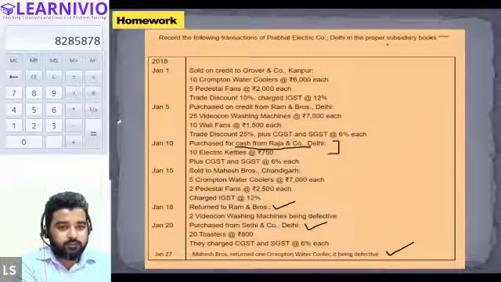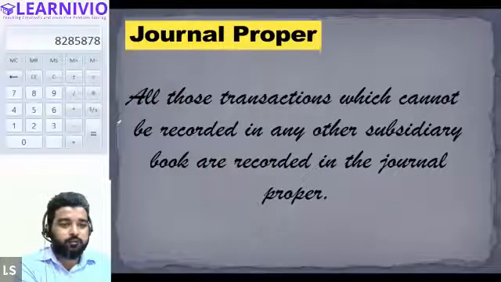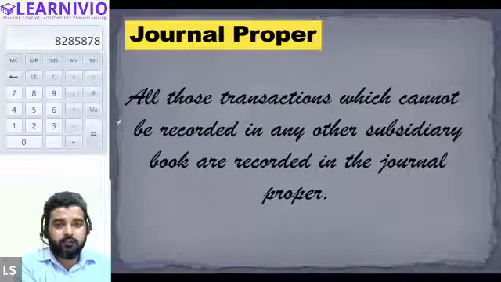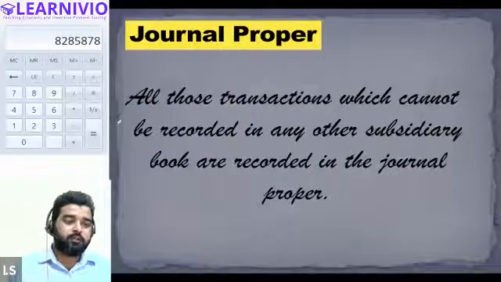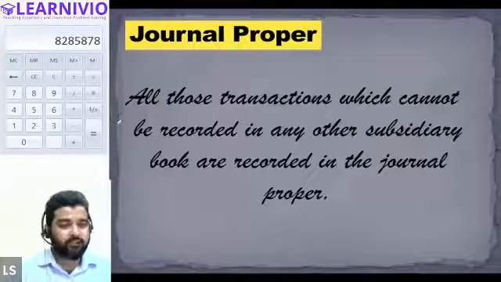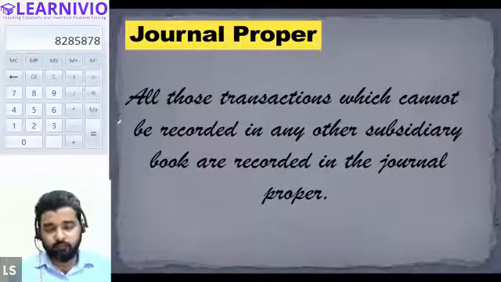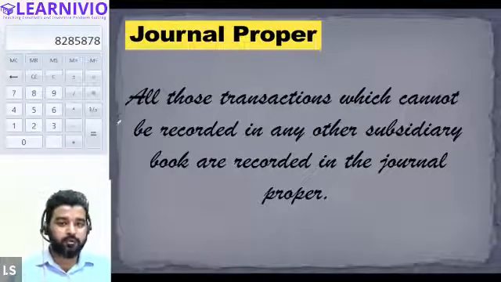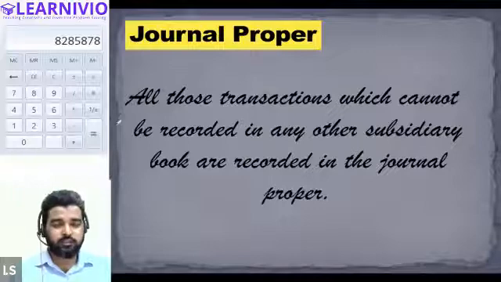All right. So this is the final topic of this chapter, general proper. What is a general proper? It is all of those items which cannot be recorded in any other book. Like for cash transactions, we have the cash book. For credit purchases, we have the purchase book. For credit sales, we have the sales book. For returns, we have sales return and purchase return.